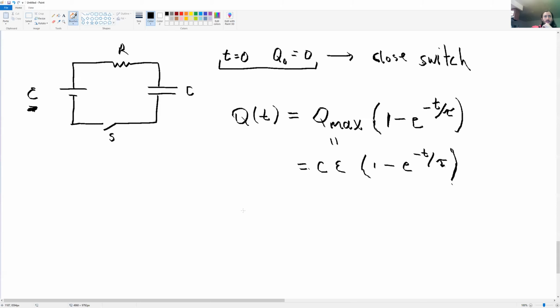Okay, next pop quiz question. This is going to be also 30 seconds. You should be able to answer this question really in like 10 seconds, but let's go 30 seconds here. What is the potential difference across the resistor as a function of time? 30 seconds. What is the potential difference across the resistor as a function of time?